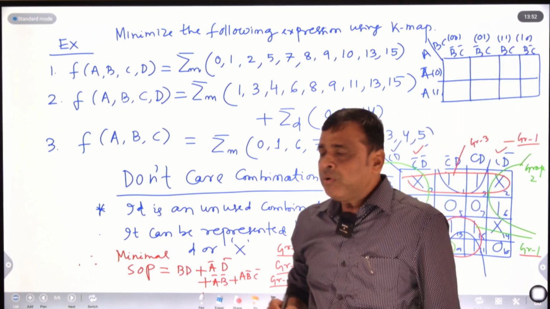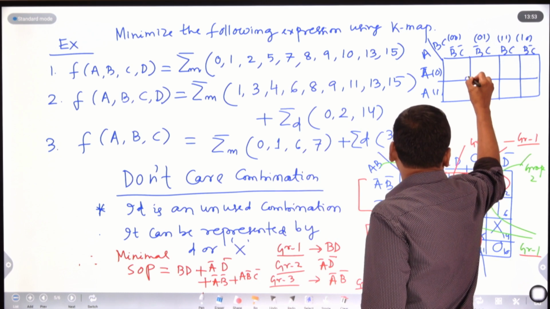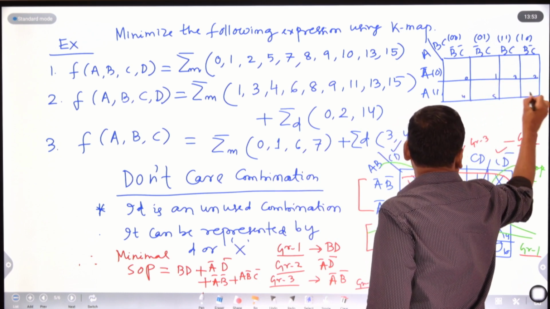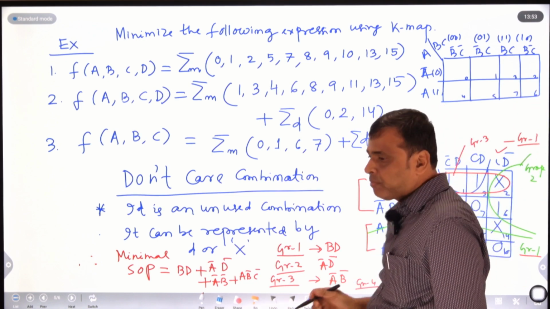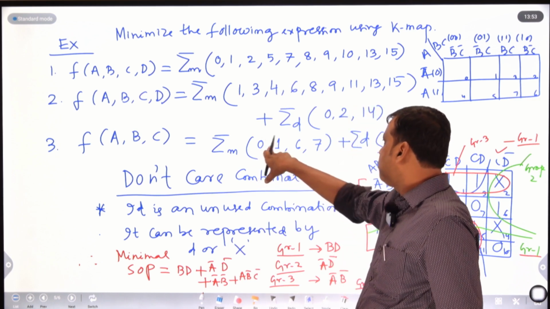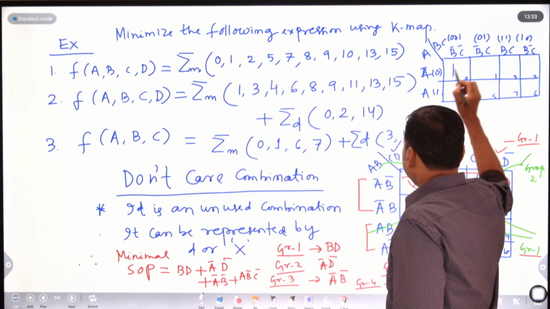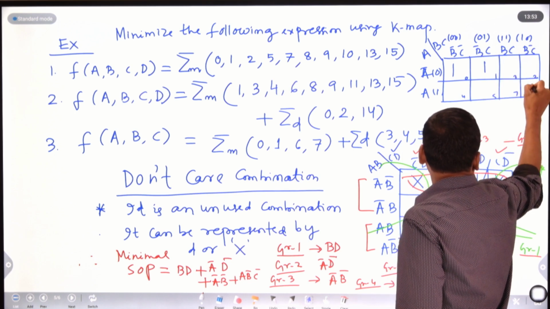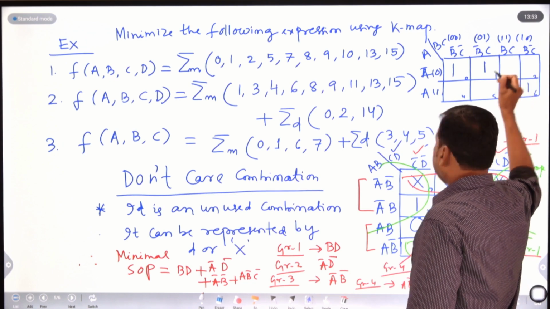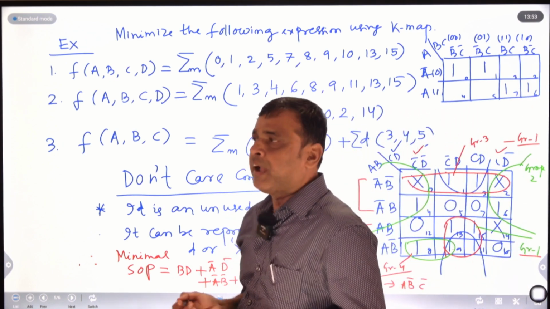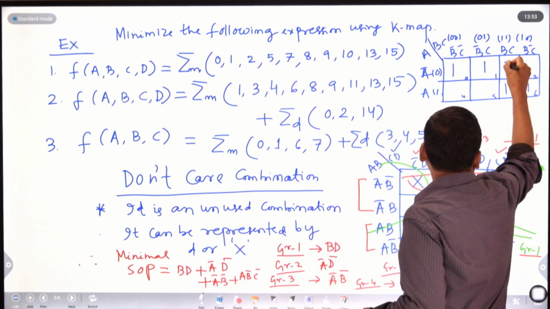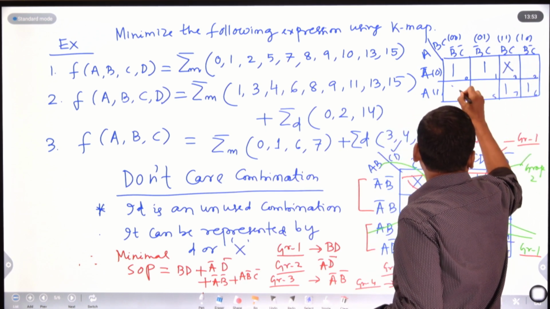And the decimal values you know. Here the position is 0, this is 1, this is your 2, this is 3, 4, 5, 6, and 7. Here 0, 1, 6, 7: the min terms are in which positions? Min terms are 0, then 1, then 6, then 7. Then don't care 3, 4, 5. Don't care can be represented in the respective squares by either D or a cross. Where is your 3? Where is your 4? Where is your 5?